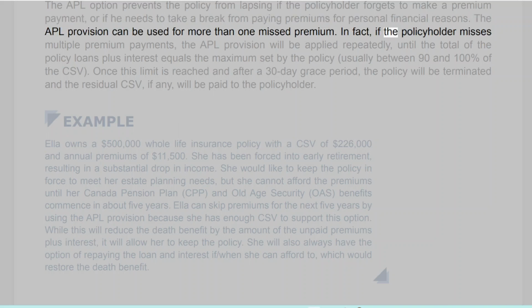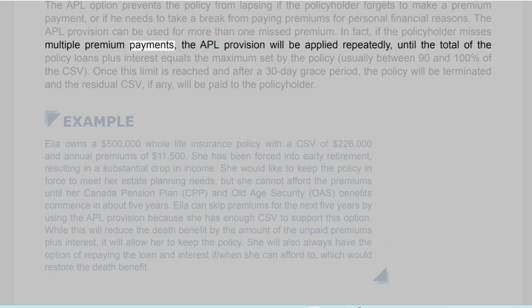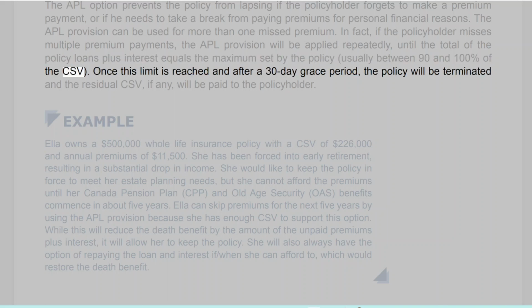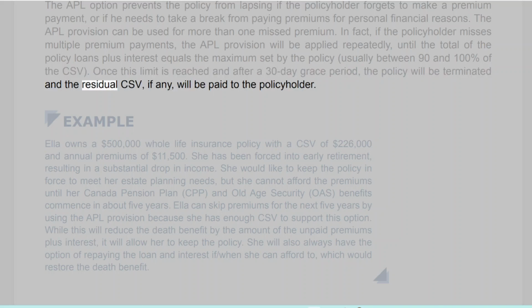In fact, if the policyholder misses multiple premium payments, the APL provision will be applied repeatedly, until the total of the policy loans plus interest equals the maximum set by the policy, usually between 90 and 100% of the CSV. Once this limit is reached and after a 30-day grace period, the policy will be terminated and the residual CSV, if any, will be paid to the policyholder.